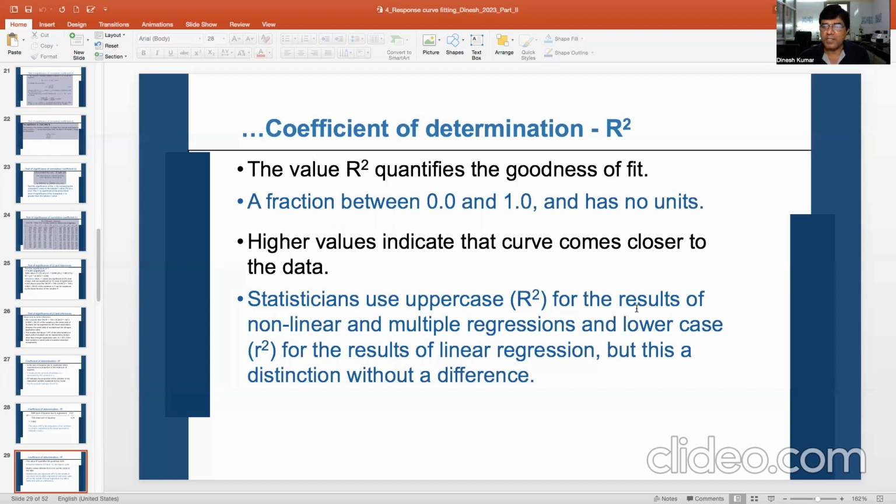Statisticians use uppercase for the result of non-linear and multiple regressions and lowercase for the result of linear regression. But this is distinction without a difference. Means it does not matter whether you are using capital R square or small r square. They are conveying the same message.